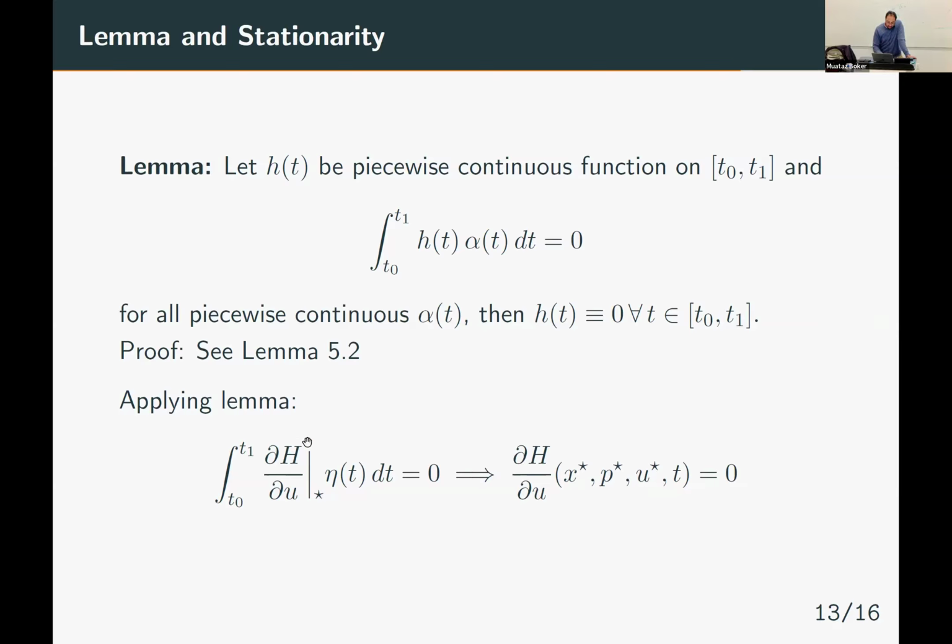So we can write it this way, or we can write it that way, where the argument here is X star, P star, U star. Both are the same. So this is a translation, based on using this lemma, of this one here.